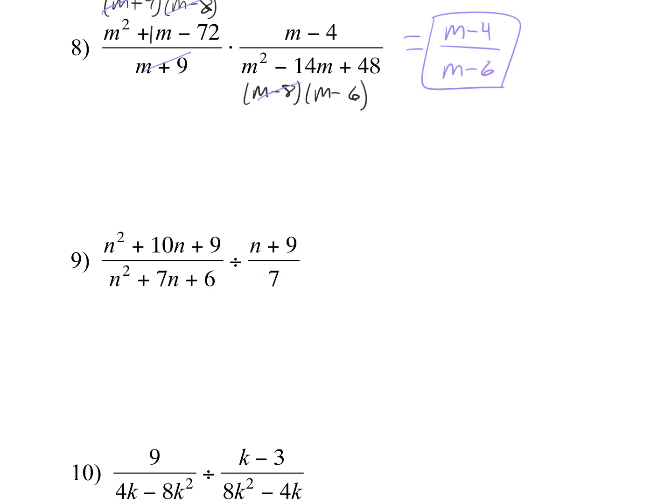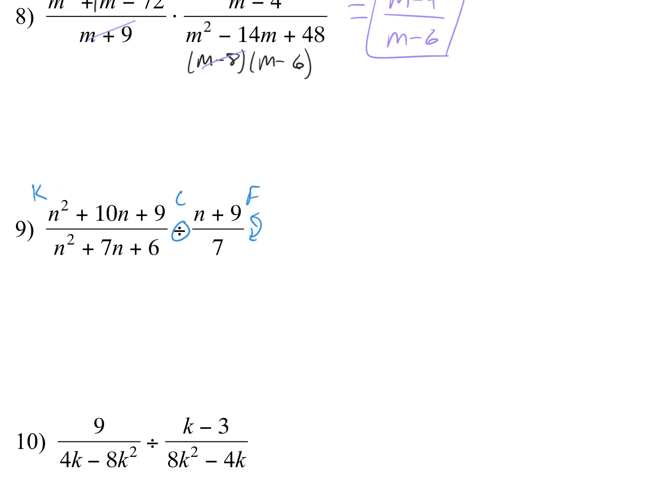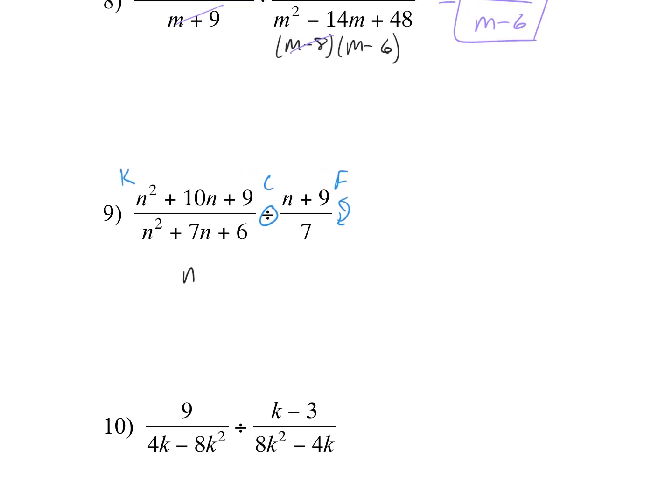And now when we get to division, division problems are going to work very similarly to multiplication problems. The only thing that you have to do first is keep, change, flip. Keep the first, change division to multiplication, and then you flip the last fraction. So let me rewrite this problem in its keep, change, flip form. So we get n squared plus 10n plus 9 over n squared plus 7n plus 6, and then change division to multiplication, so times 7 over n plus 9.